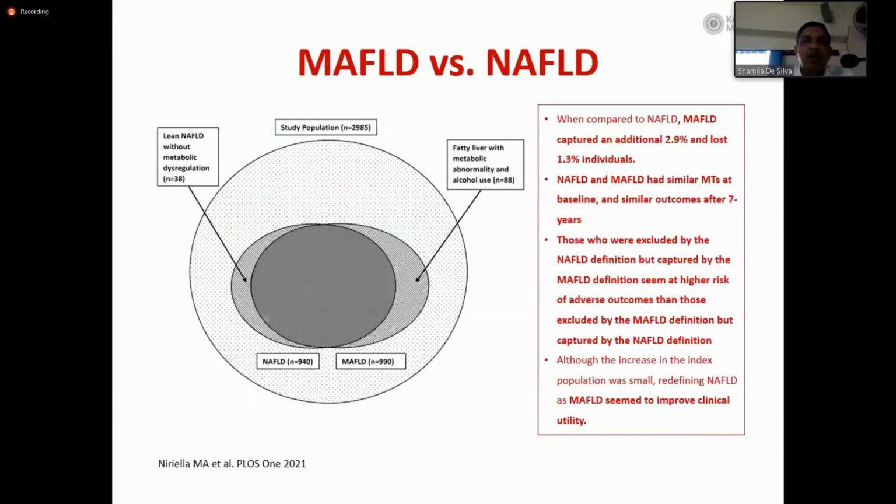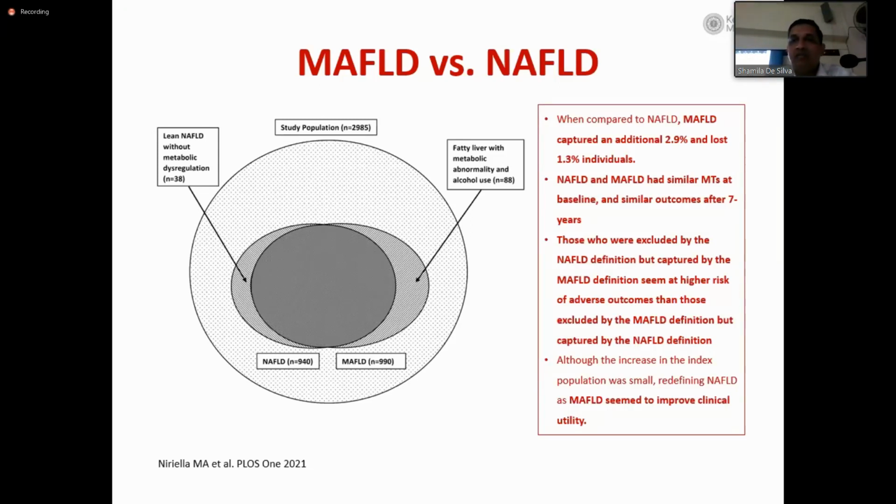Now, is this important? Here is a study that we have published. It probably will come online in 1 or 2 days from now. We did a prospective study involving more than 3,000 patients, followed up for 7 years. At baseline, we applied the NAFLD and MAFLD criteria and looked at what happened to them.